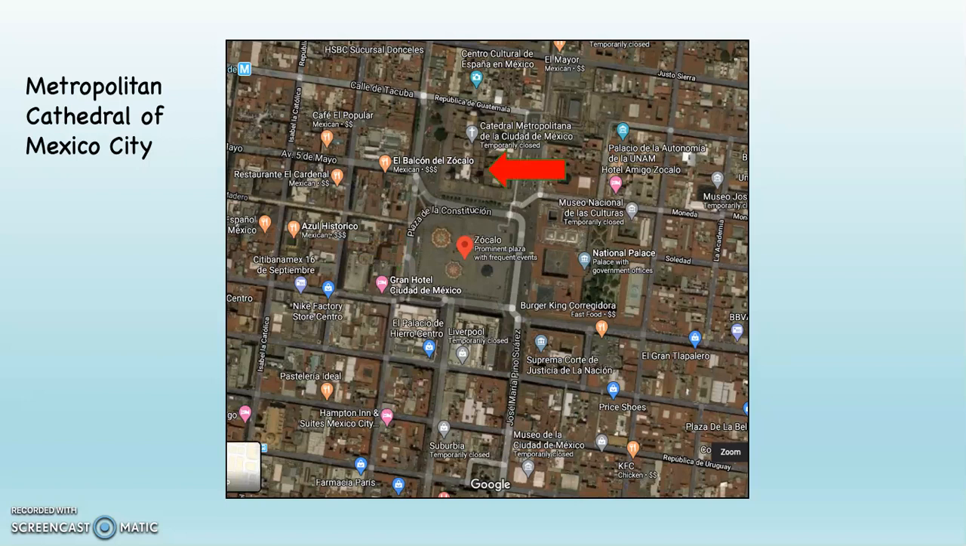And you can see that right there, that red arrow is pointing at the Metropolitan Cathedral of Mexico City, which sits right on the square. And then you can see the National Palace, which also sits right on the square, which is government buildings. And then around the rest of it, there are merchants and some other government buildings.